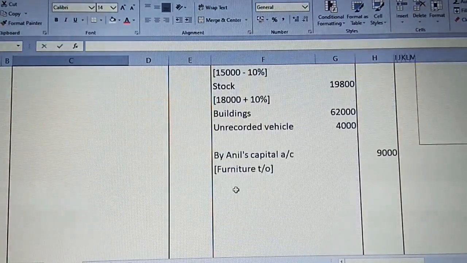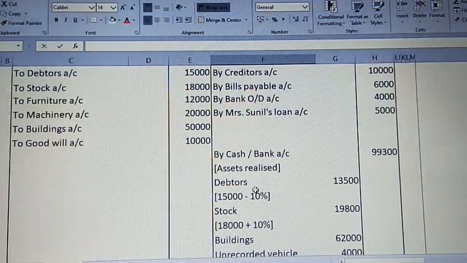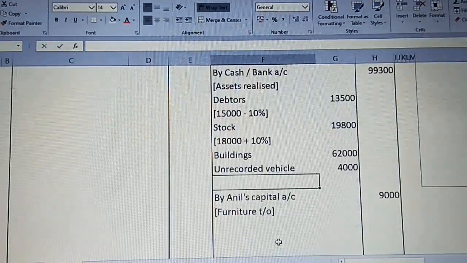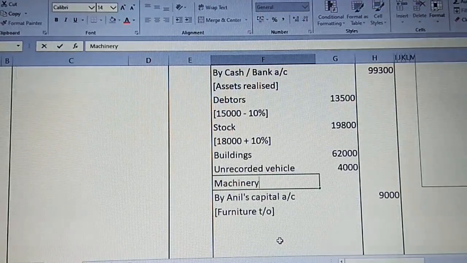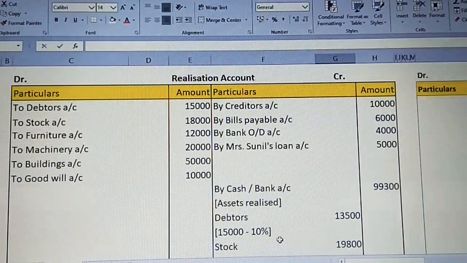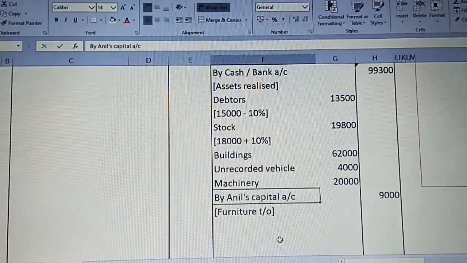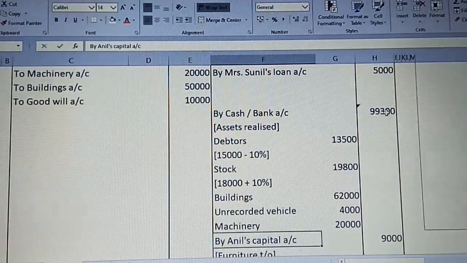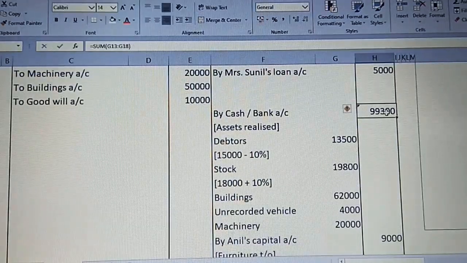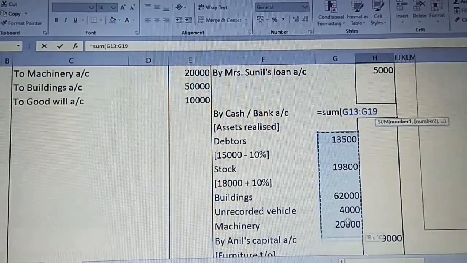Machinery. So even that we have to show that it has been taken. It should be in the book value. So machinery is 20,000. Take it and show it in the book value itself. So our total will change.